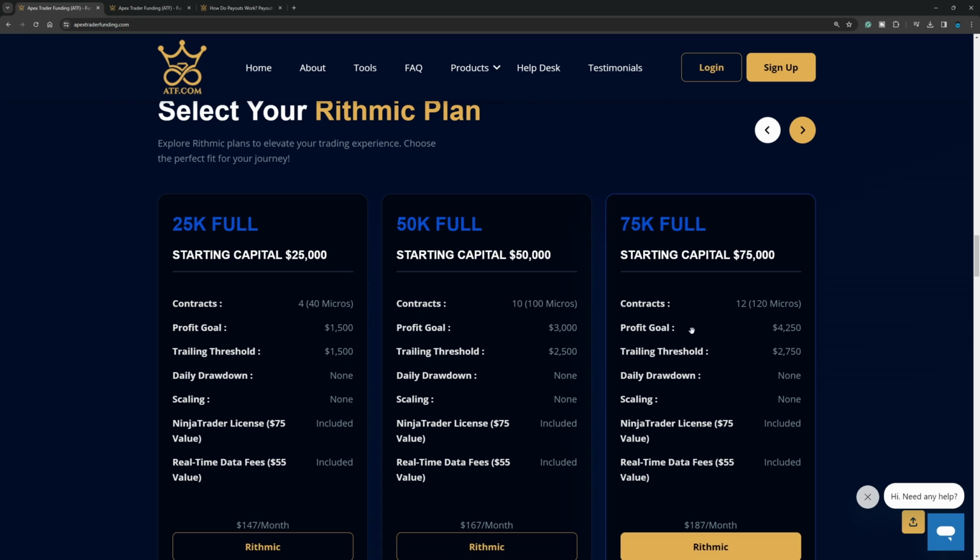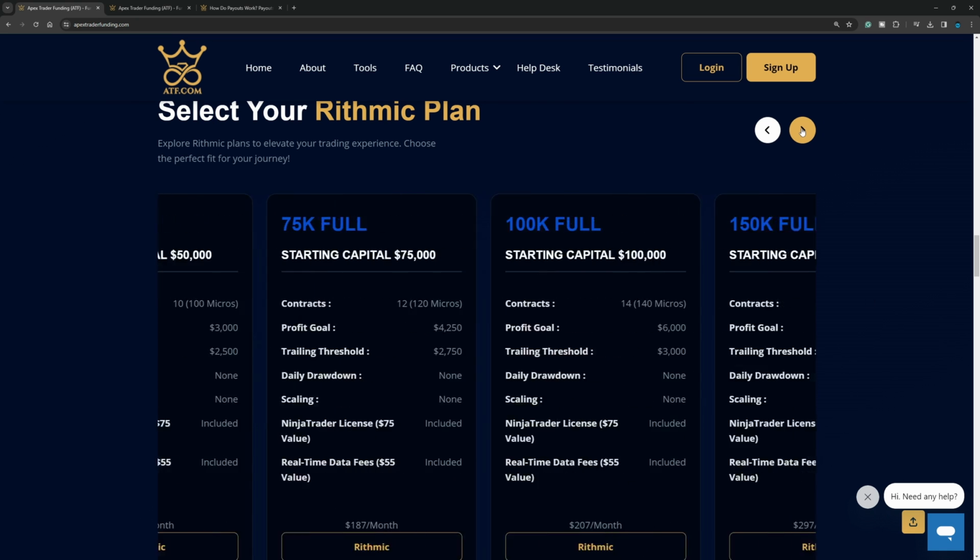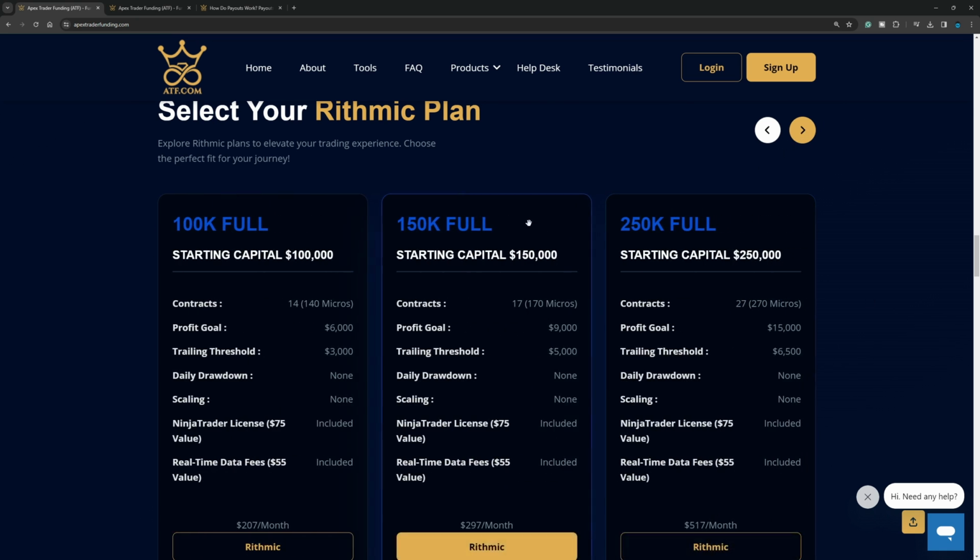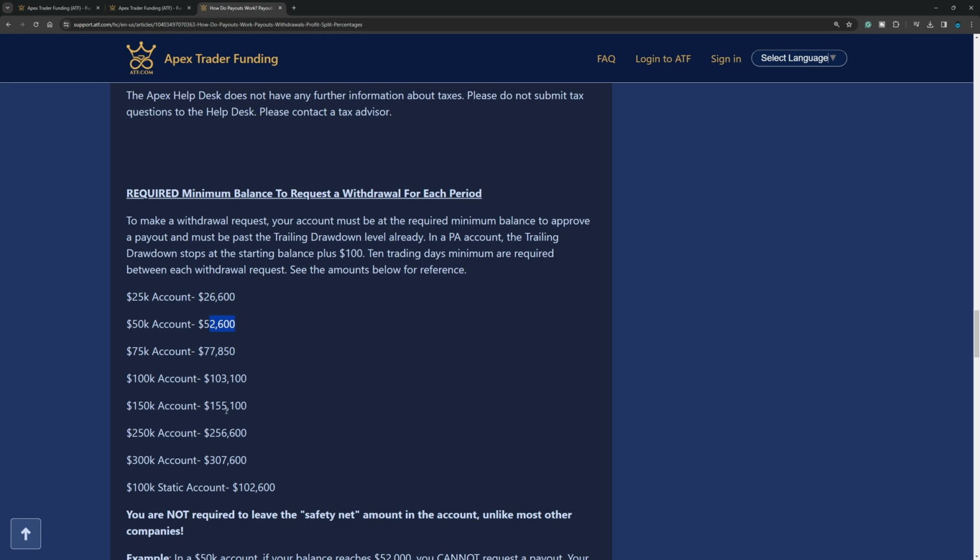Now, as a little bit of words of wisdom, if you do decide to go with one of these larger accounts, now the 150K account I do like as well, but if you decide to go with this account, know that just because they give you 17 contracts to trade doesn't mean you should trade 17 contracts right off the rip. And with this account, if we know the trailing drawdown is $5,000, guess what? We must make $5,100 before we can ever think about requesting a payout. And we can see that right here. If you look right there, a 150K account then needs to be up to $155,100.